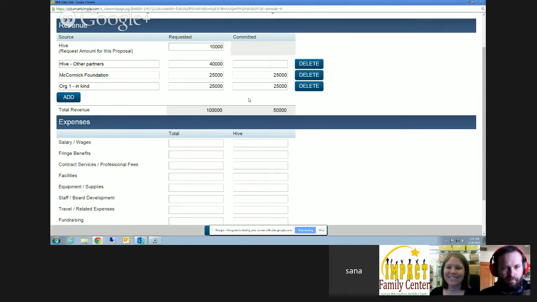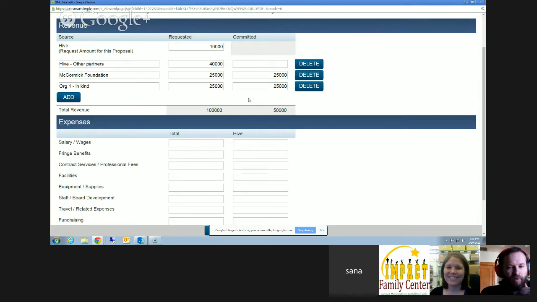So that's how it would look if our organization provided an in-kind contribution. You could keep adding to the number of orgs and their in-kind contributions if you wanted to. But the point is that the total revenue and the total expenses, and we're going to get to the expenses in just a moment, need to equal each other.